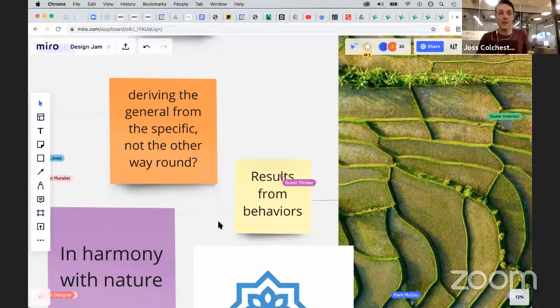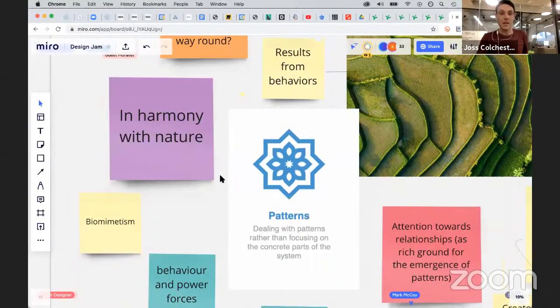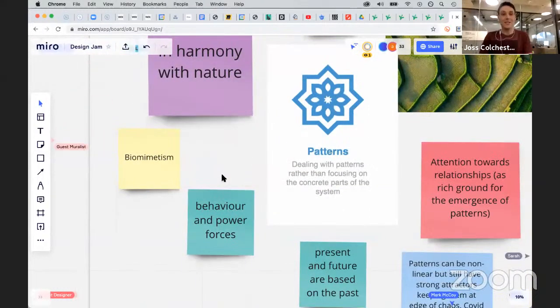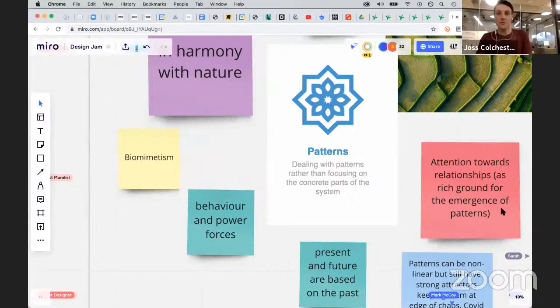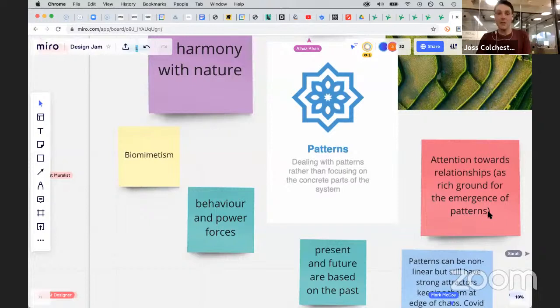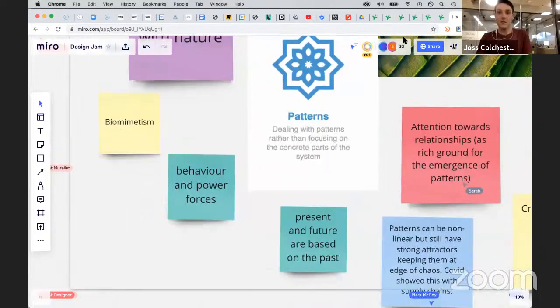Okay, in harmony with nature, biomimetism, mimicking nature, the patterns that we see in nature. Is that what we're saying here? I've been watching Legacy, by the way. Question. Behavior and power forces. I've seen some of it, but without any sound. Behavior and power forces, present and future, are based on the past, present and future. So these are kind of dynamics over time.